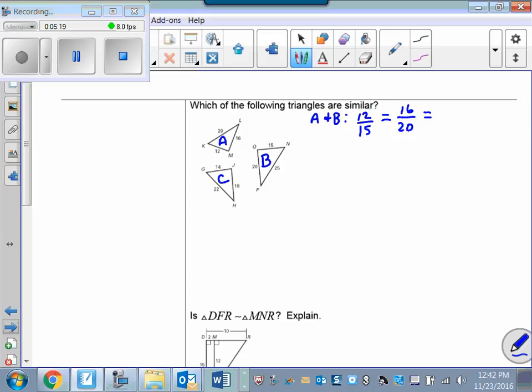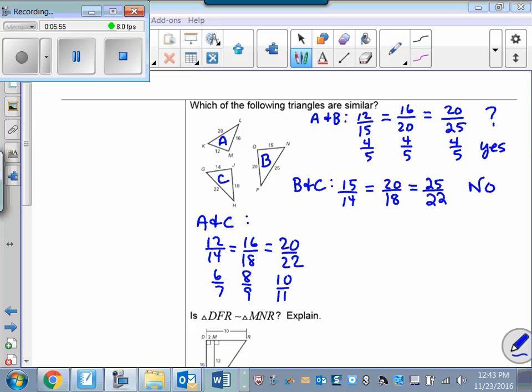And then the longest side in triangle A is 20. And the longest side in triangle B is 25. So is that true? I mean, are they all equal? So let's see, 12 over 15 is 4/5. 16 over 20, that's going to be 4/5. And 20 over 25, that's going to be 4/5. So yes, A is similar to B. And now I've got to check B and C and A and C. So I'm going to pause here, let you check the other two, and then you can check your work.